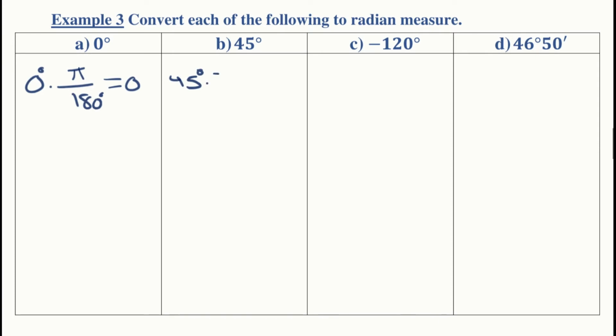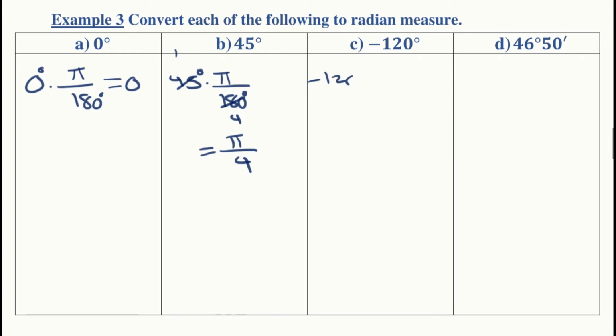45 degrees, we go ahead and multiply by pi over 180 degrees, and this time the degrees will cancel out. 45 goes into itself once, into 180 4 times. So notice we get pi over 4. Again, you don't need to write radians after it. Even though you know it's in radian measure, not writing anything indicates radian measure.